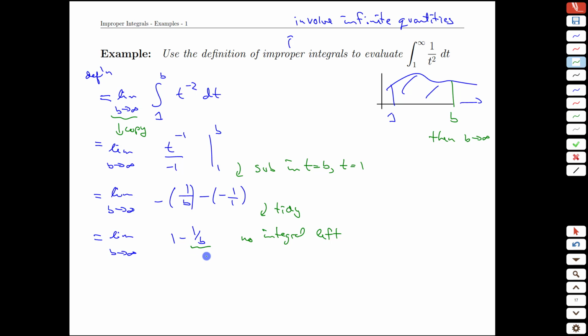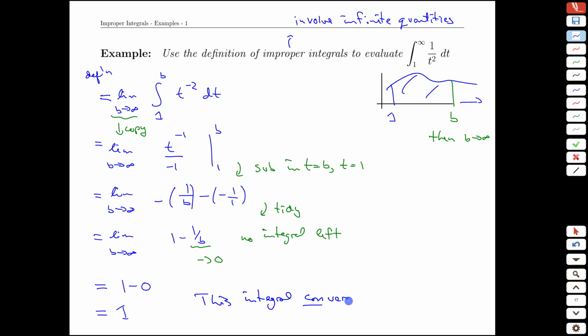This goes back to earlier work in the course. If we make b larger and larger, 1 over b heads towards 0. And so this is simply 1 minus 0, or 1. We would also then say in the terminology here, this integral converges as opposed to diverges to the value 1.